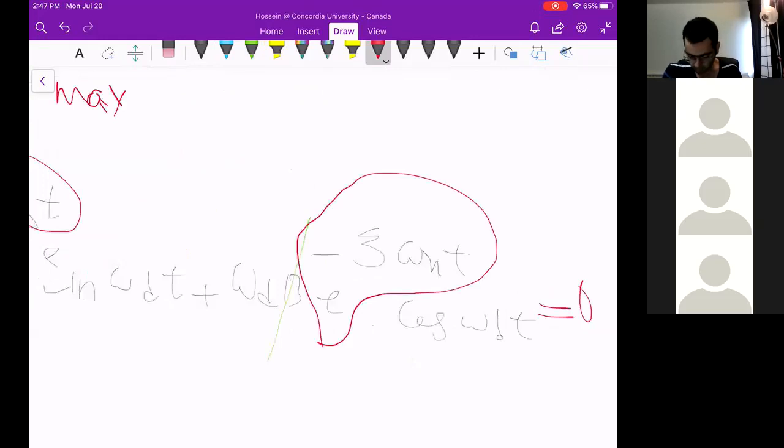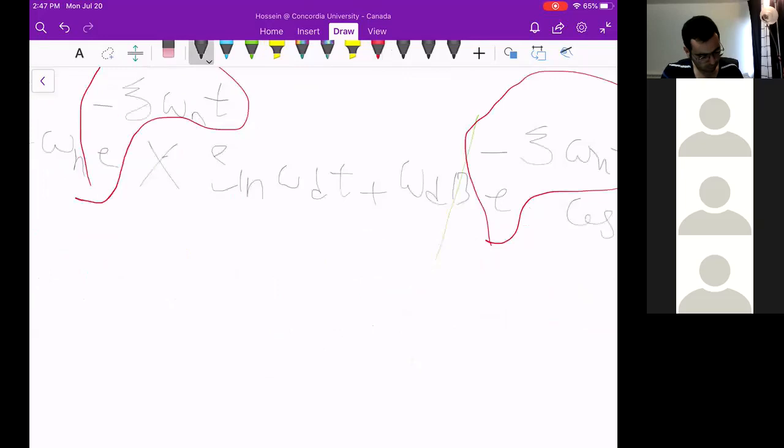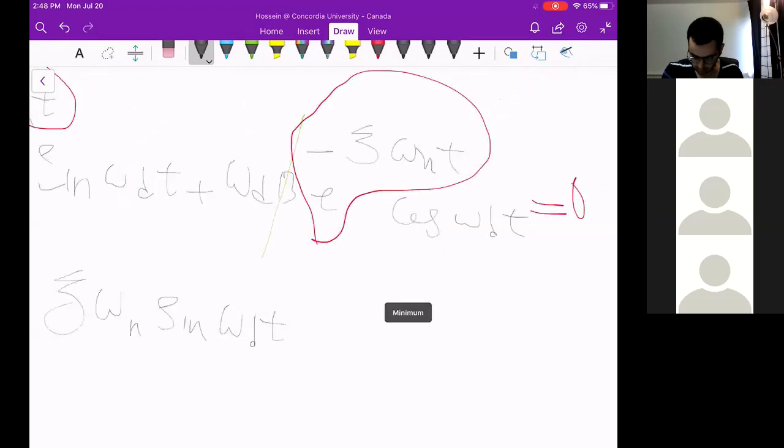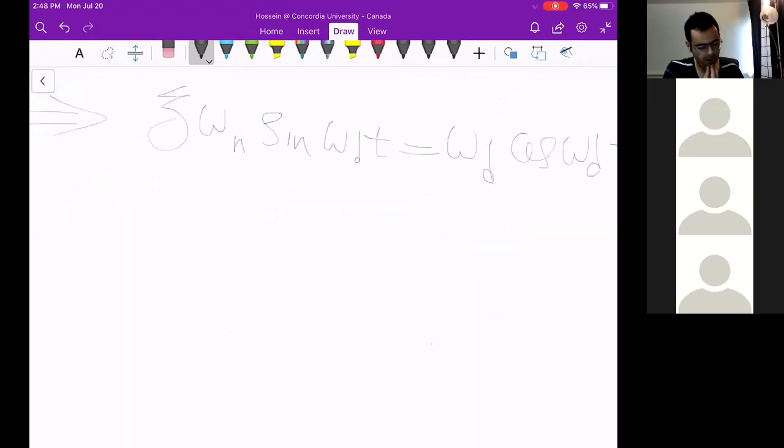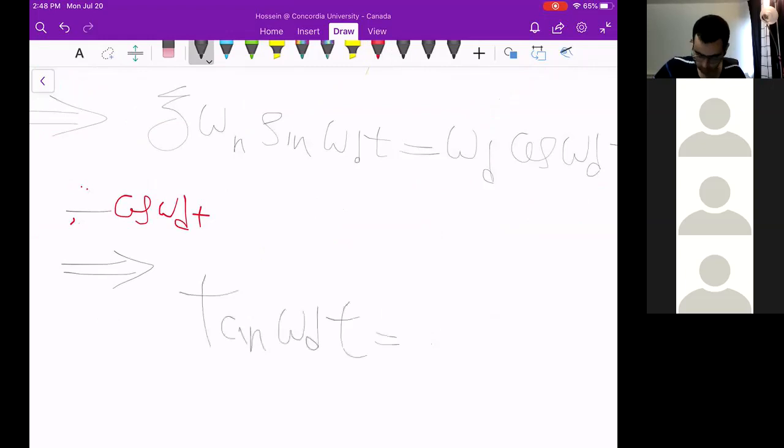Therefore, zeta omega n sine of omega dt is omega d cosine omega dt. Dividing both sides of this equation by cosine omega dt, you will have tangent of omega dt is omega d over zeta omega n.